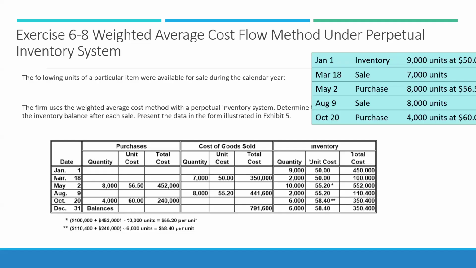And to calculate, and I really do want to go over this once again in detail, if we take 2,000 times $50, that's 100,000. And then we purchased another 8,000 at 56.50, which is 452,000.